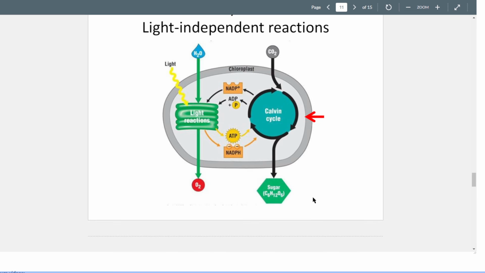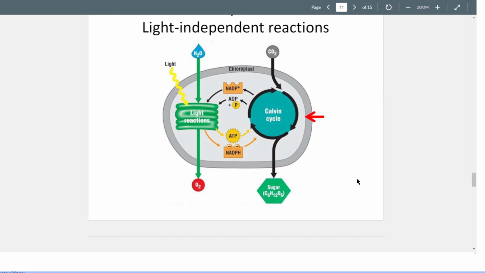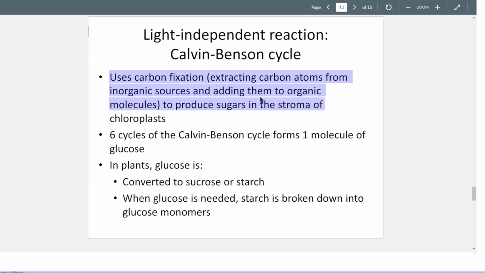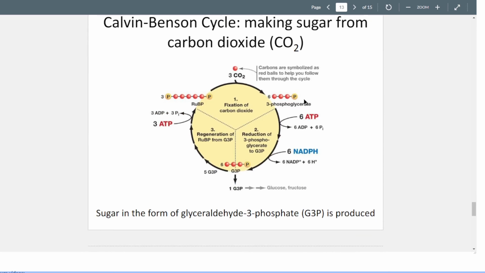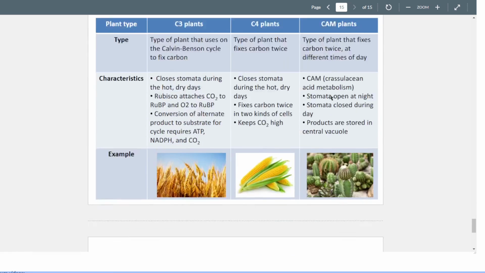Now we're going to talk about the Calvin cycle, or the light-independent reaction. We don't need light for this one. Please do not get this mixed up with the Krebs cycle. This is the Calvin cycle. The other one, for cellular respiration, is the Krebs cycle. But we're going to use carbon fixation. I'm going to just jump into slide 13 for the diagram.